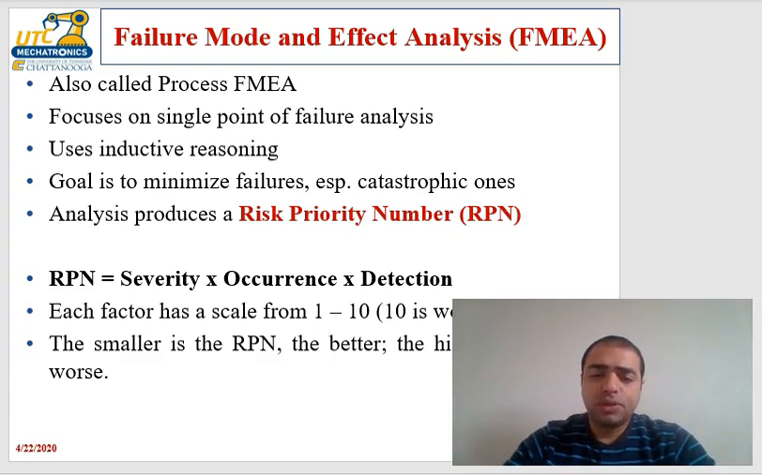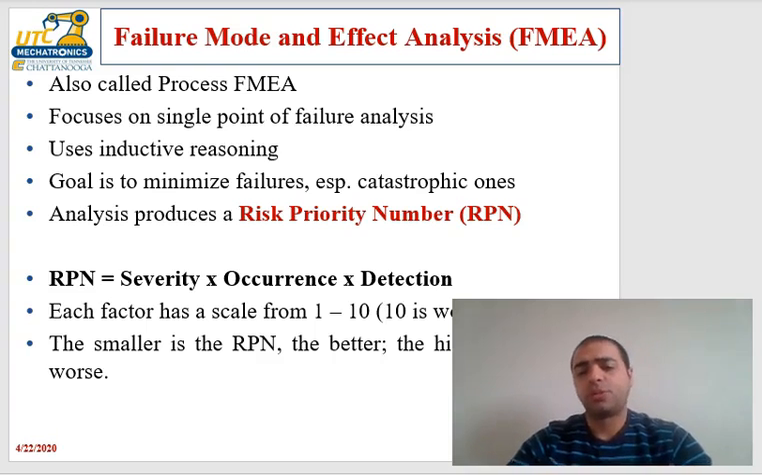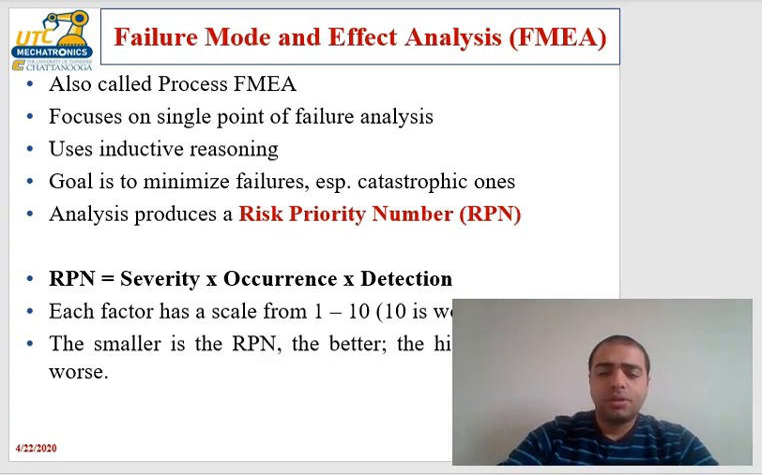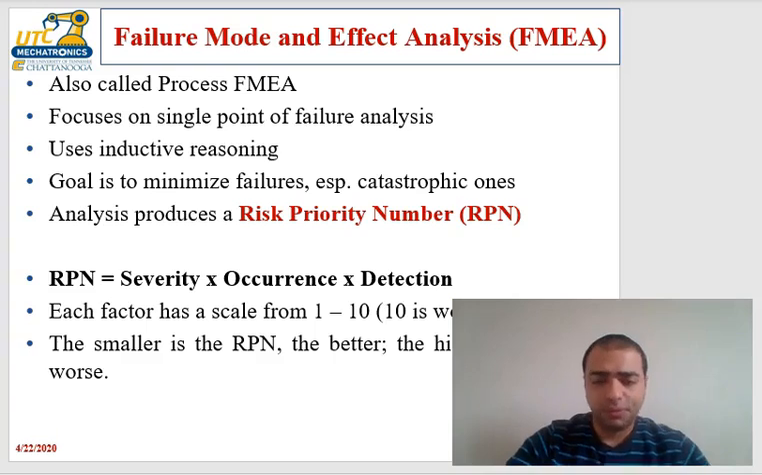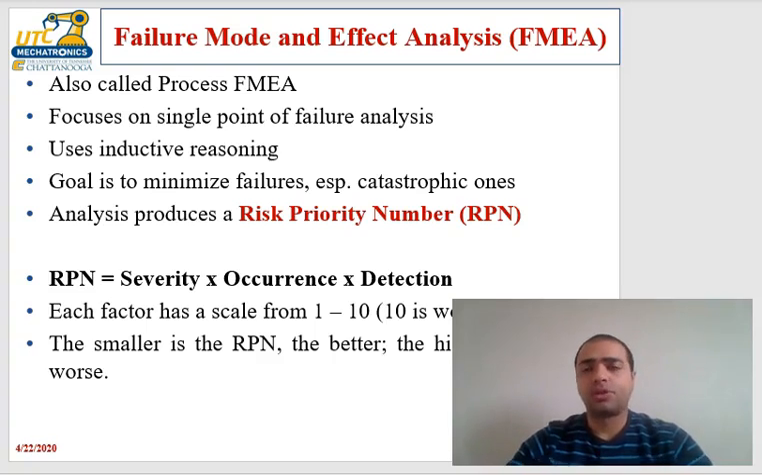So here there's a very, very important number called the risk priority number, RPN. RPN basically has three parts. There's the severity of the failure, how severe it is; the occurrence, the probability of the failure, how probable it is to take place; and detection, how much you are able to detect the failure.